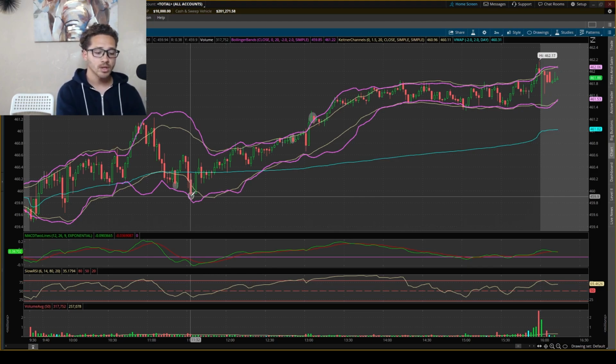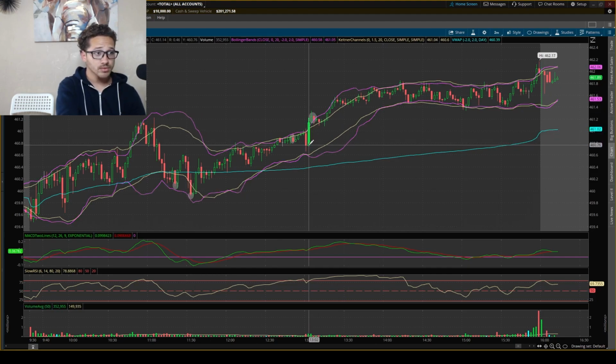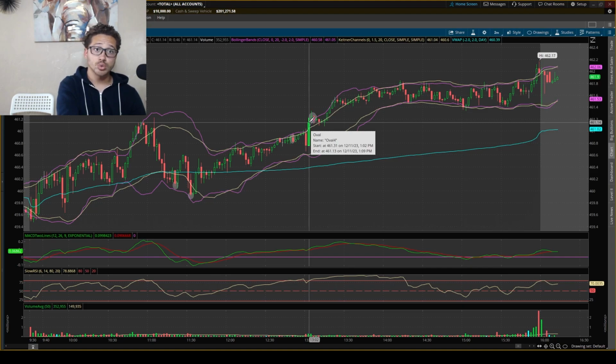So if we continue to go through our notes, there was a huge volume spike at 1 p.m., which was here. And from this volume spike at 461.14, the market went up $1 from here. So we didn't miss much. We didn't miss much at all. So this was a beautiful winning day, beautiful winning strategy.